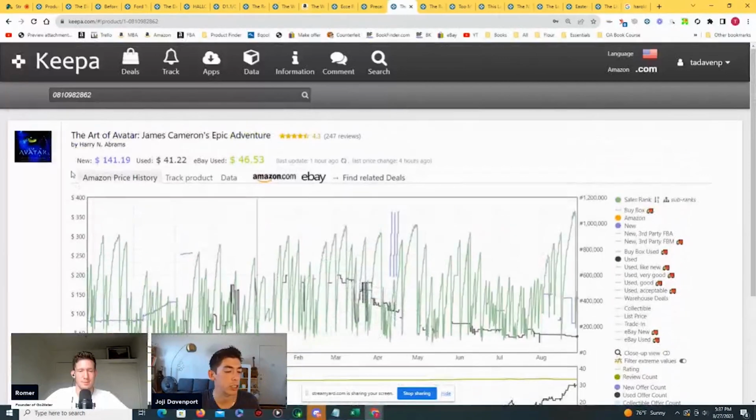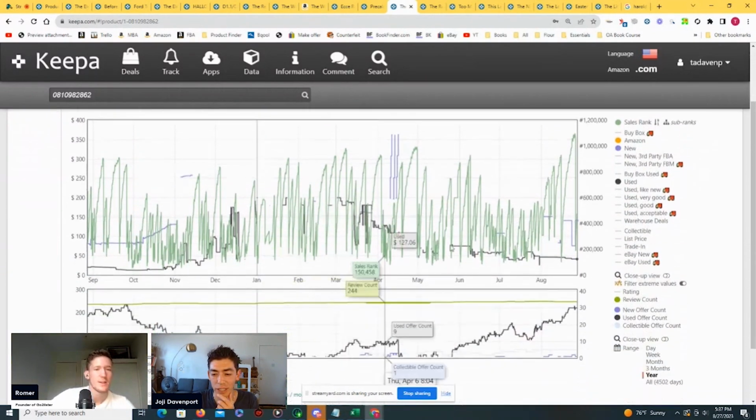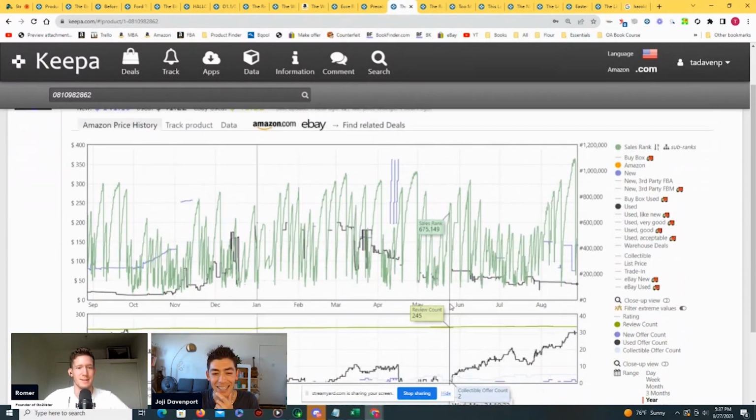And going back to this book, why did this book become so popular all of a sudden? Any ideas? Is there a new, is it like expired edition or something? No, it's The Art of Avatar. Did you ever watch the first Avatar? No. You tell me.